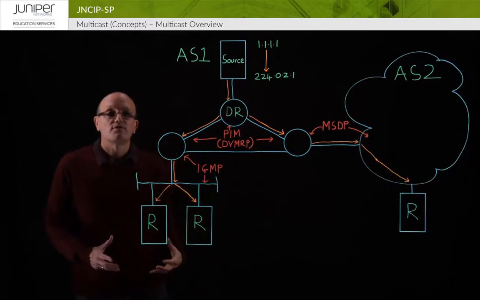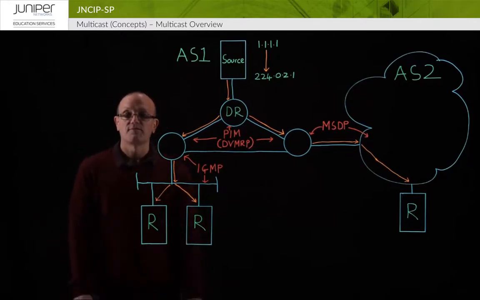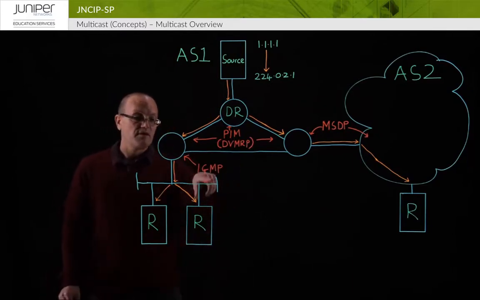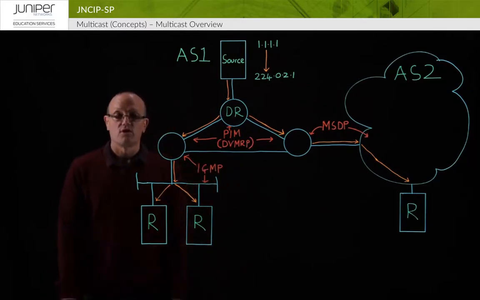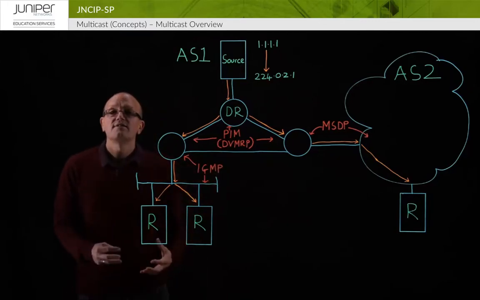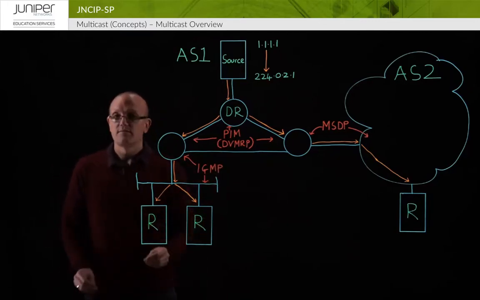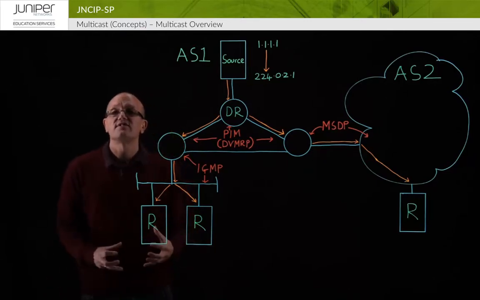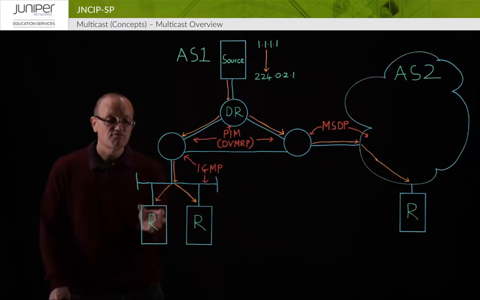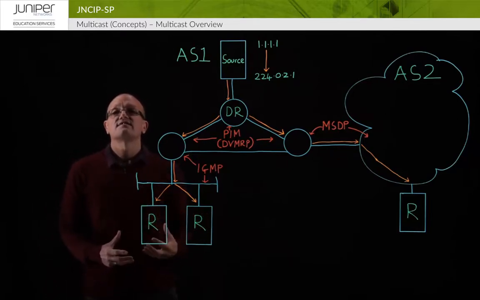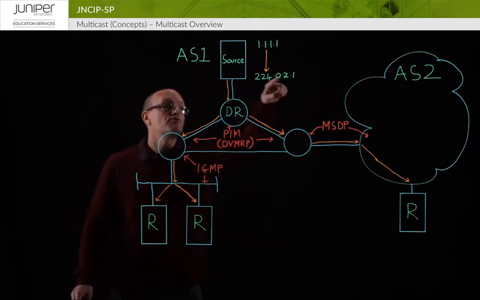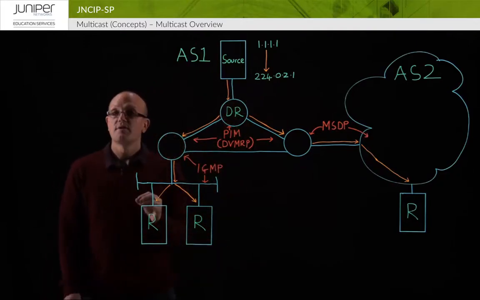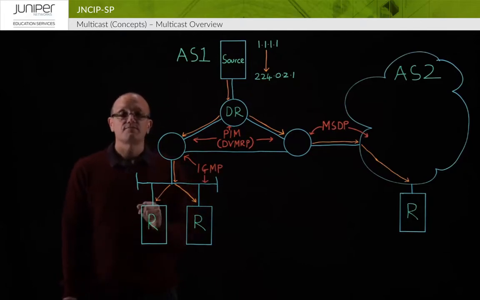So what routing protocols do we use in this scenario? If we start off at the receiver end, we have Internet Group Management Protocol, or IGMP. Now this operates between the receiving hosts and the router to which they're immediately connected. And receivers illustrate their desire to join a group to the firstmost upstream router using IGMP.